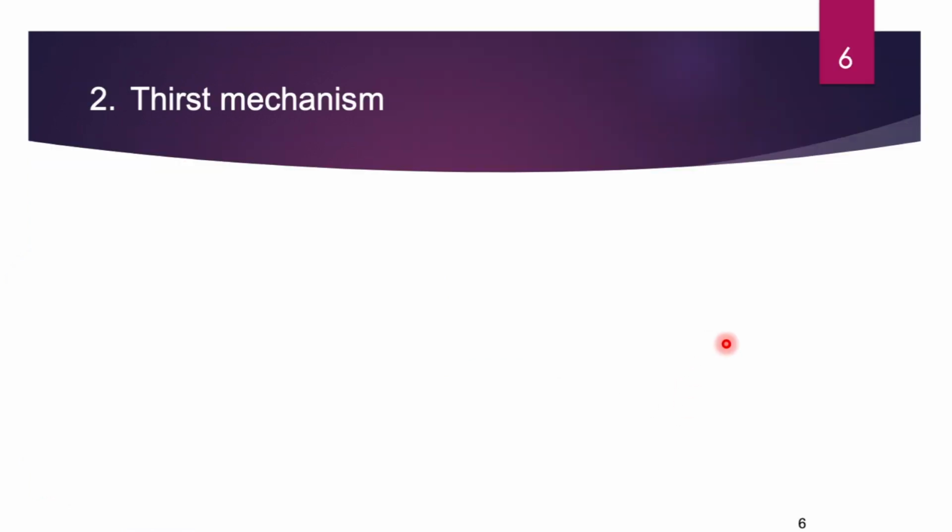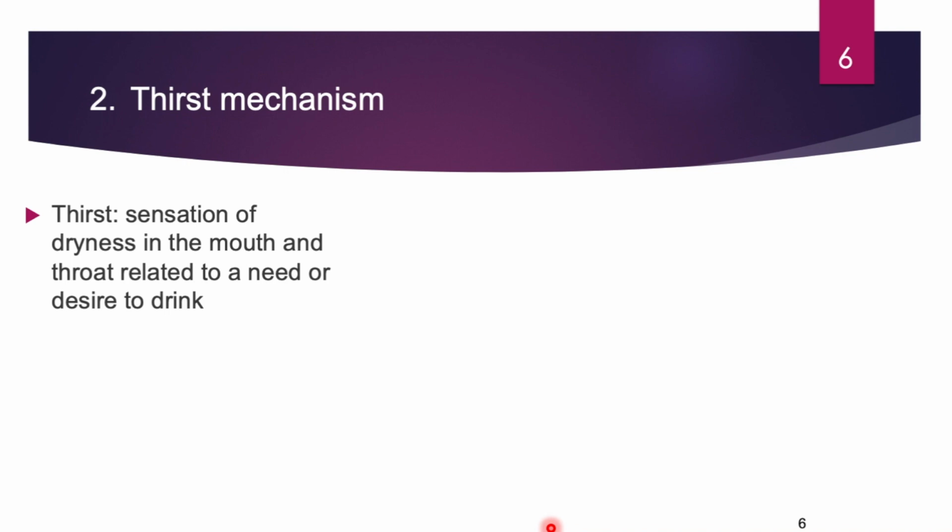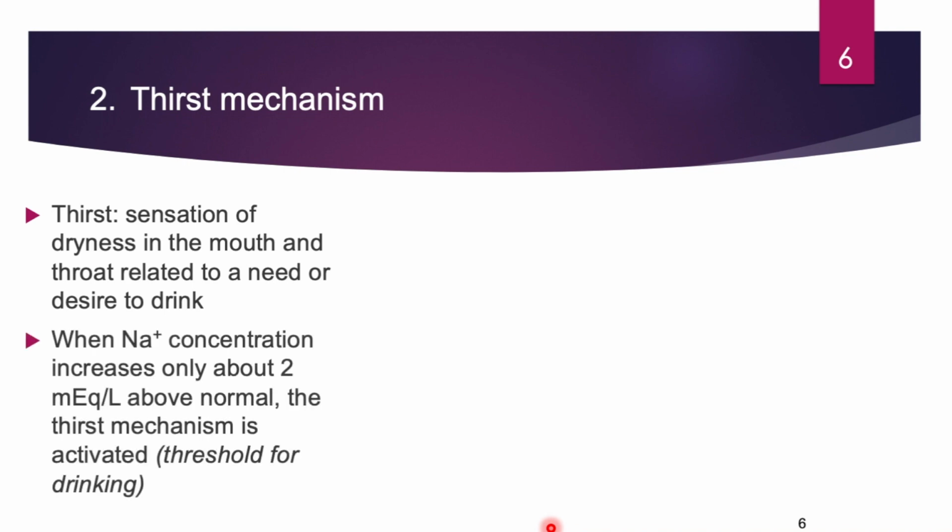The osmoreceptor ADH system works together with the thirst mechanism to regulate ECF osmolarity and sodium concentration. Thirst is a sensation of dryness in the mouth and throat related to a need or desire to drink. When sodium concentration increases only about 2 milliequivalent per liter above normal, the thirst mechanism is activated, causing a desire to drink water. This is called threshold for drinking.